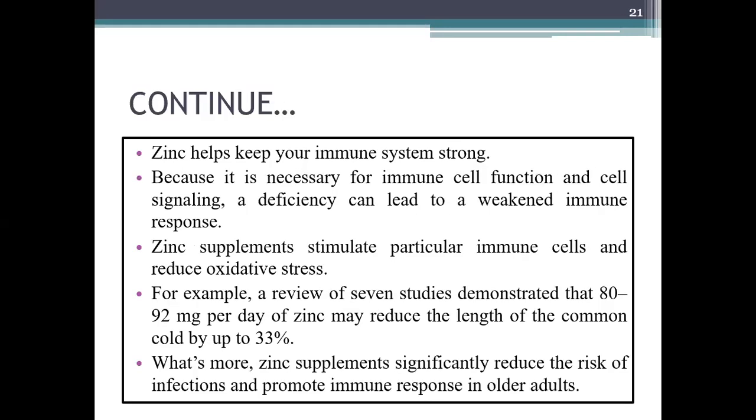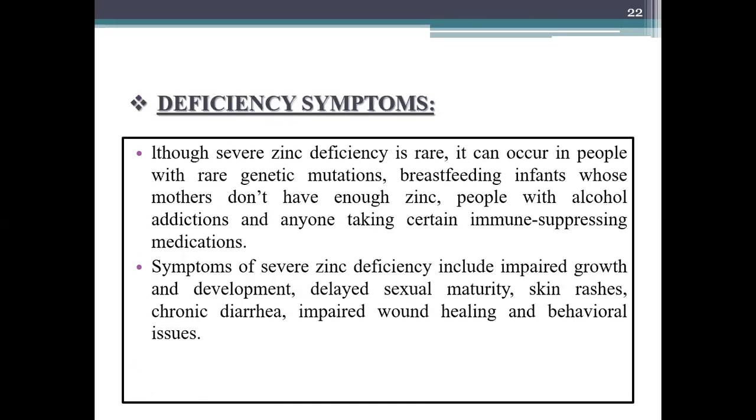Zinc helps keep your immune system strong because it is necessary for immune cell function and cell signaling. A deficiency can lead to a weakened immune response. Zinc supplements stimulate particular immune cells and reduce oxidative stress. For example, a review of 7 studies demonstrated that 80 to 90 milligrams per day of zinc may reduce the length of the common cold by up to 33%. What's more, zinc supplements significantly reduce the risk of infections and promote immune response in older adults.